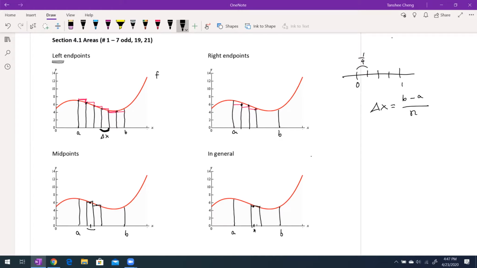For the midpoint, it will look like this. If this is x sub 1 and this is x sub 2, then the midpoint will become x sub 1 plus x sub 2 divided by 2, which is the average. We use this point to evaluate the function for the height of this particular rectangle.